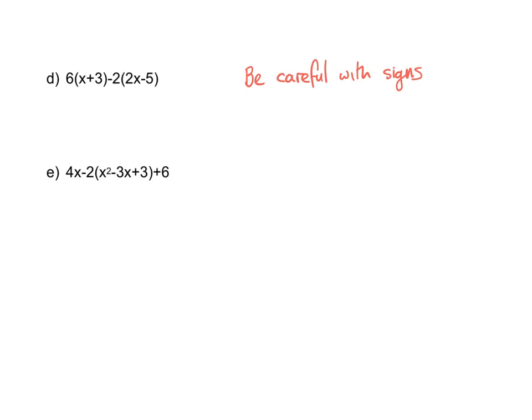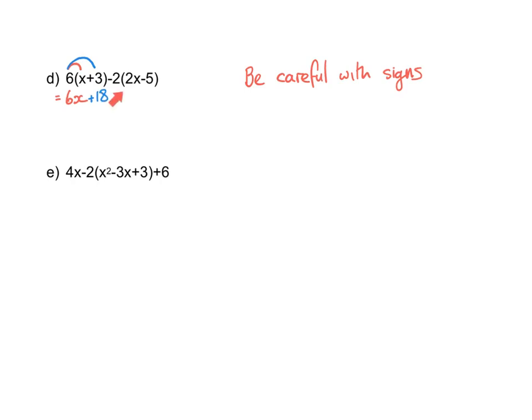So let's start off with the first bracket, which has been multiplied by 6. So 6 multiplied by x, so again that's positive 6 times positive x is positive 6x. We'll then move on to the second term in that bracket, and we'll draw our second line from the 6 to the next term. So positive 6 times positive 3 is positive 18.